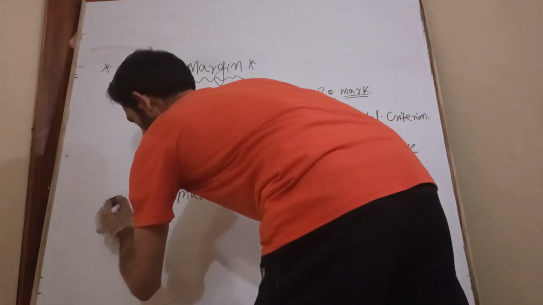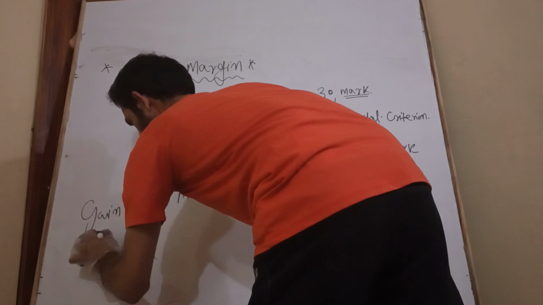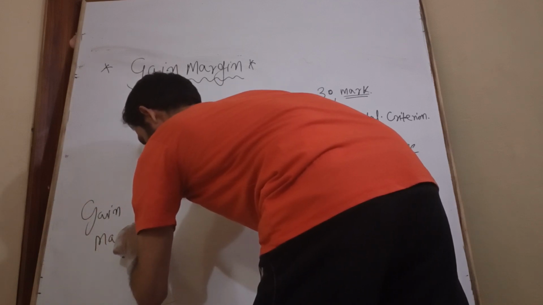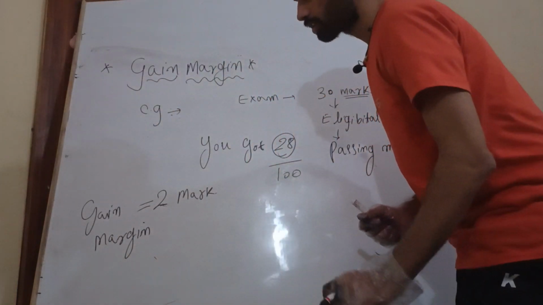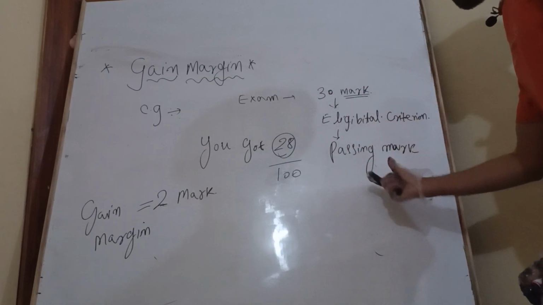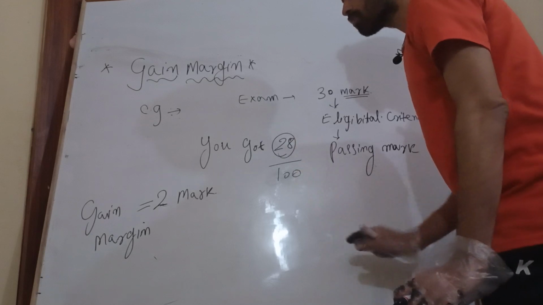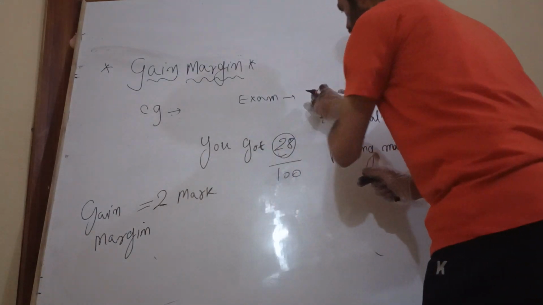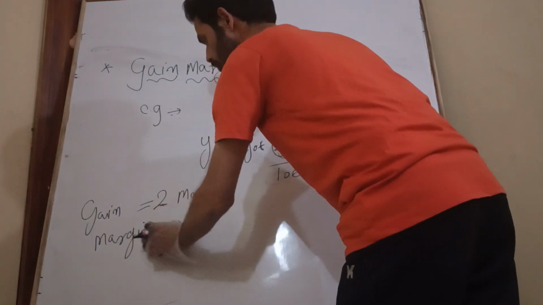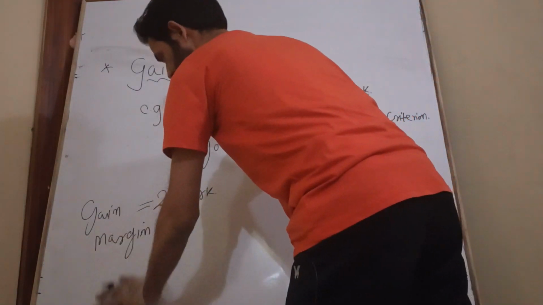So these two marks are nothing but gain margin. This is your gain margin. There is a particular exam, and the eligibility criteria or passing marks for that is 30, but you got 28. You are just two marks away from your passing marks, and these two marks are nothing but gain margin.